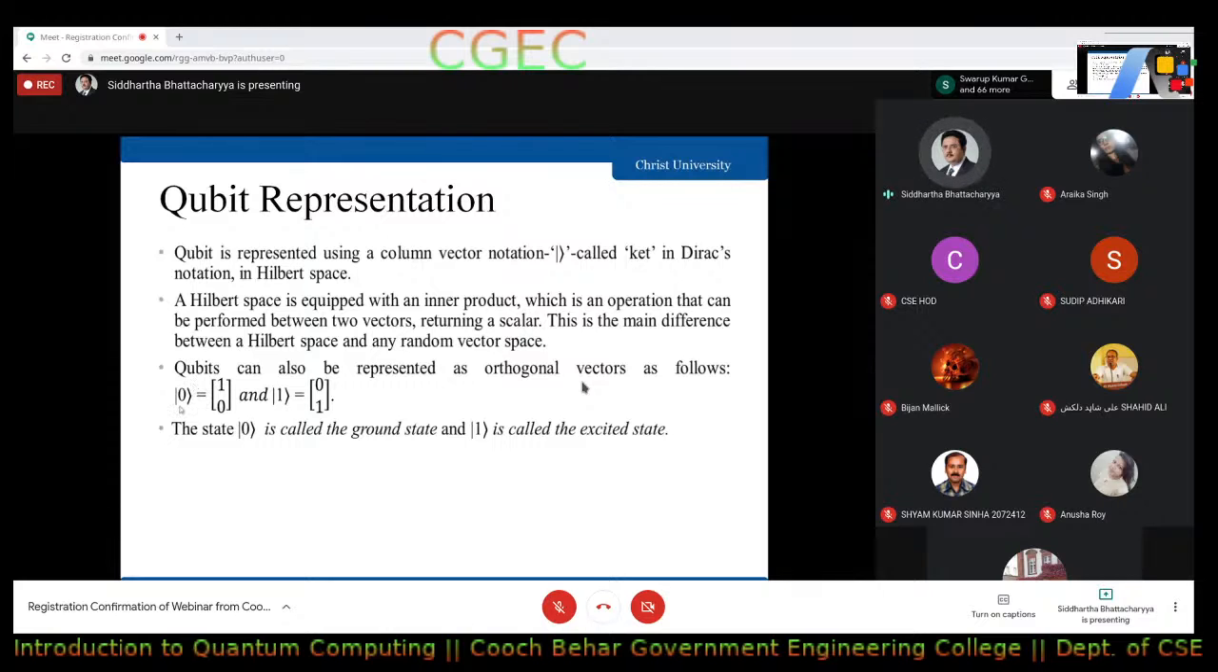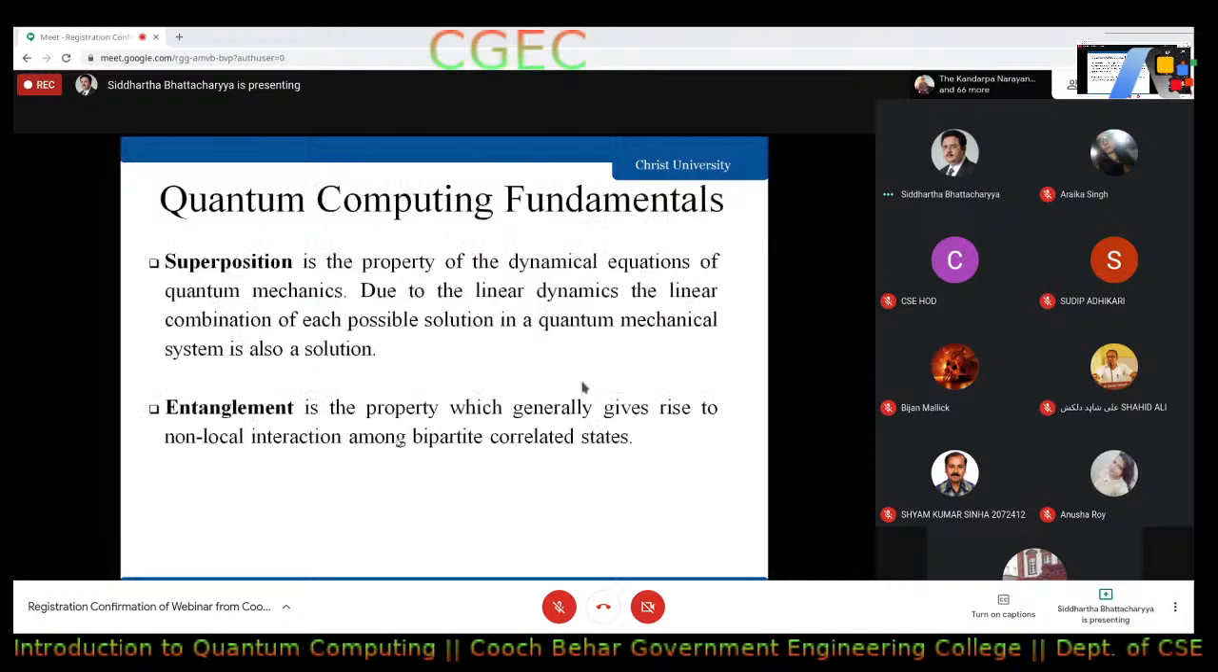Either you can express them as |0⟩ and |1⟩, or as the column vectors (1, 0) and (0, 1). Now state 0 is referred to as the ground state, and state 1 is the excited state. If you look at the main features which enable the quantum computing paradigm to excel in terms of speed and performance, these two features are very important.